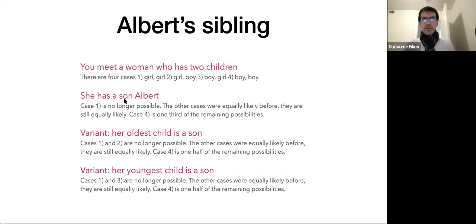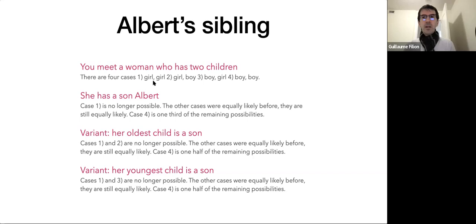So she has a son, Albert. So case 1 is not possible. When she tells you that she has a son who's named Albert, she's just telling you that case number 1 does not exist. So you have cases number 2, 3, and 4 only. The only case where there are 2 boys is number 4. So that's 1 case out of 3. So the proper answer to that question, even though I know it's the most surprising thing ever, is 1/3. So as soon as she says that she has a son named Albert, the probability that Albert has a brother is 1/3.